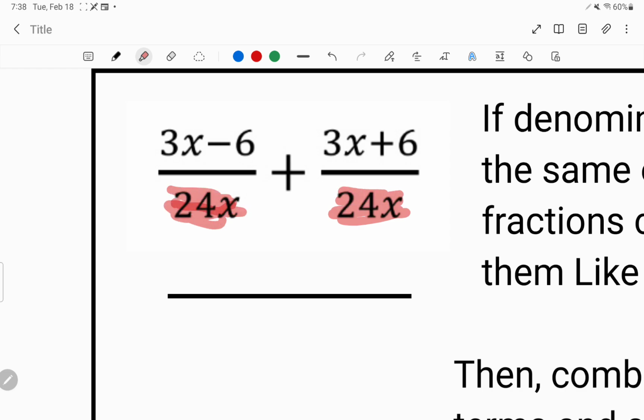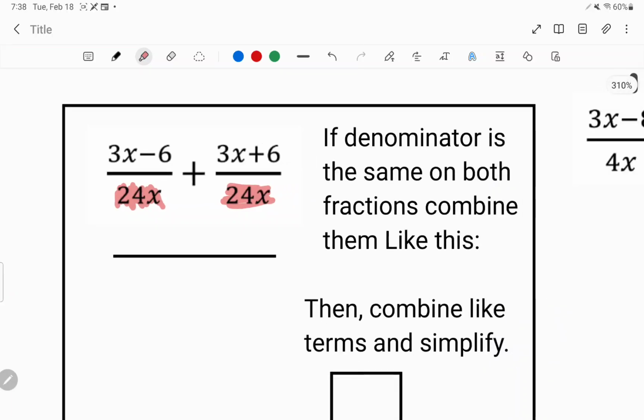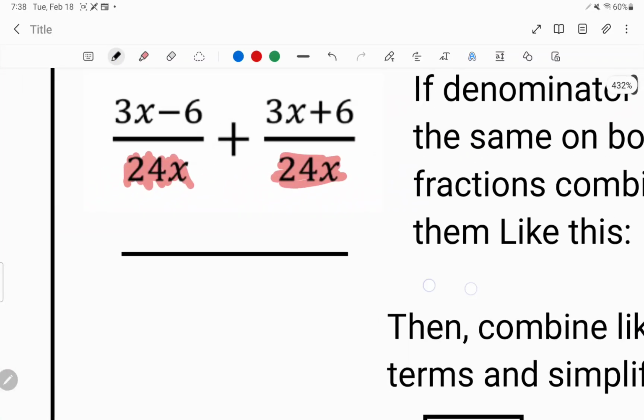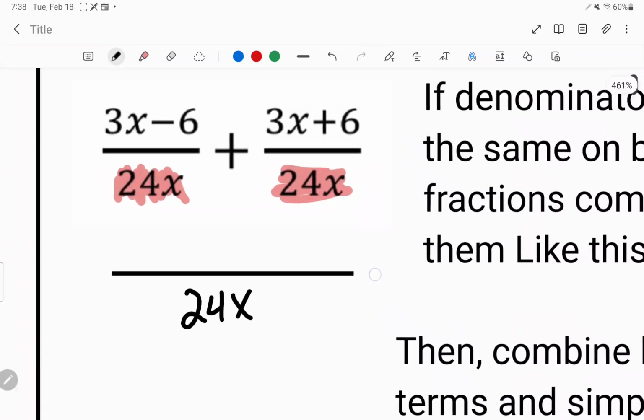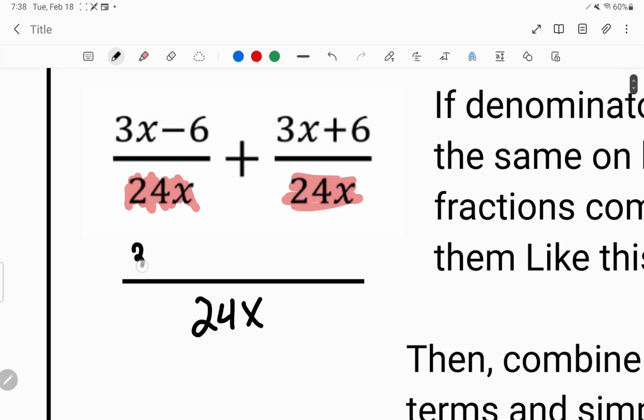Let me highlight this a little better. Yeah, those 2 are my denominators, and they're the same. So if I have the same denominator, what do you think we're going to have to do? We're just going to have to rewrite it as a bigger fraction. So on the bottom, we're going to have 24x. And then on the top, we're just going to combine like terms. So it's going to be what? 3x minus 6 plus 3x plus 6.